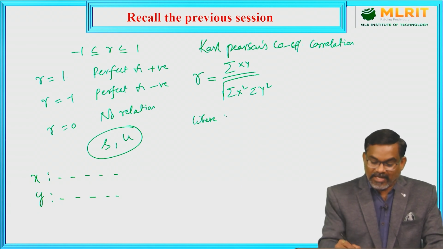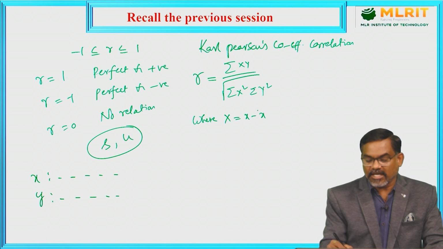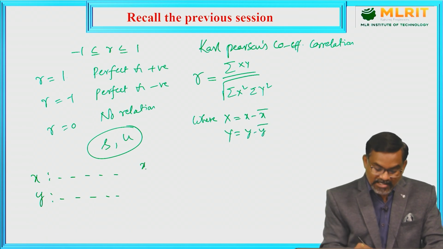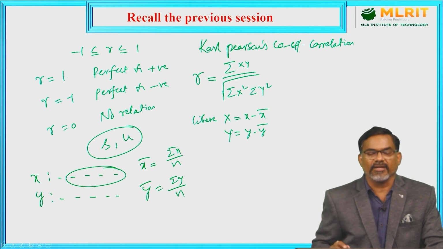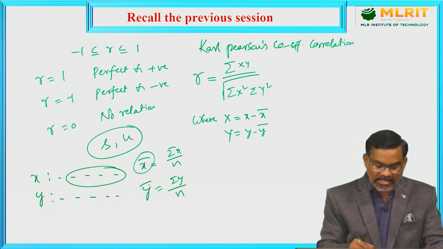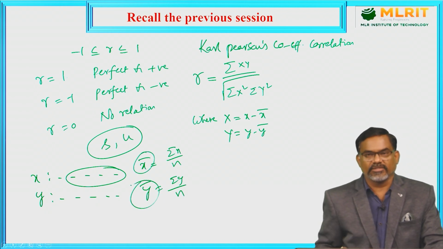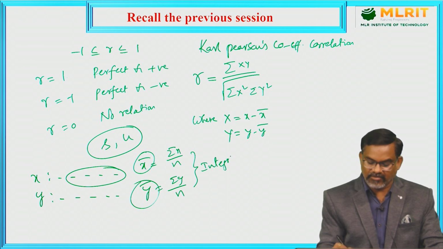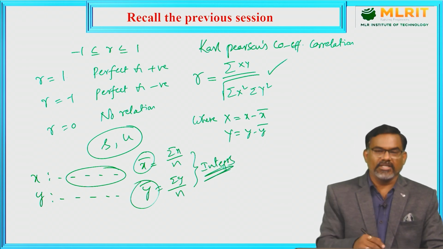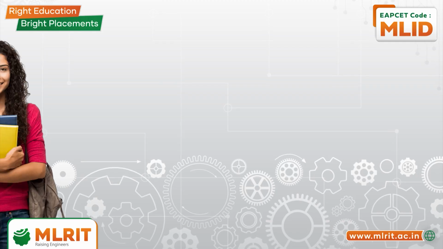Now, capital X is small x minus x bar. Capital Y is small y minus y bar, where x bar is the mean of x values, sigma x by n. Y bar is the mean of y values, sigma y by n. So first we need to calculate x bar and y bar, then go to this formula. And we apply this Karl Pearson's coefficient of correlation if x bar and y bar are integers. These two are integer values, then we can use this formula. These points were discussed in the last session.